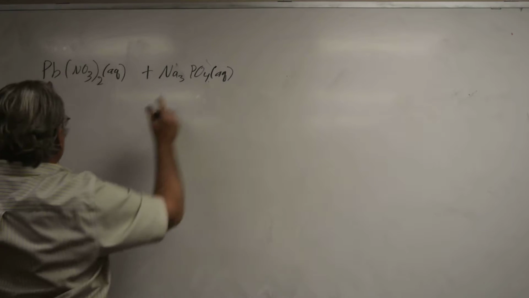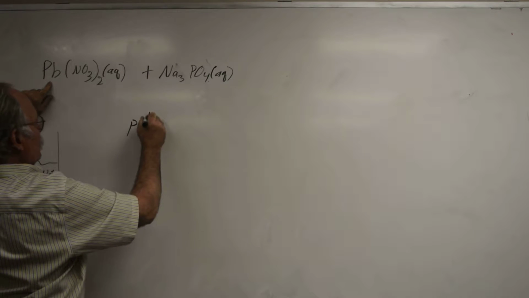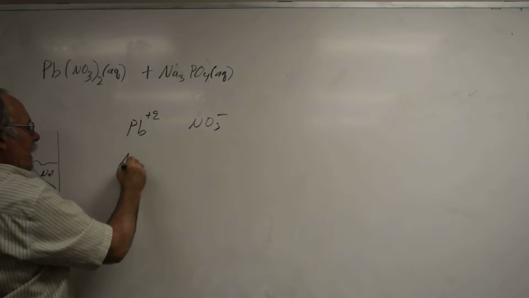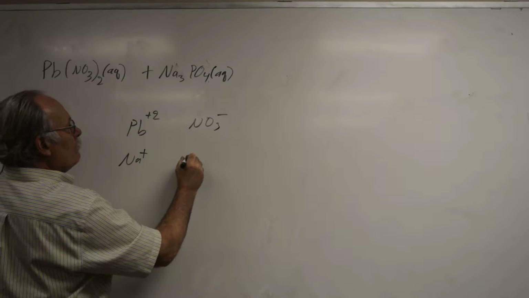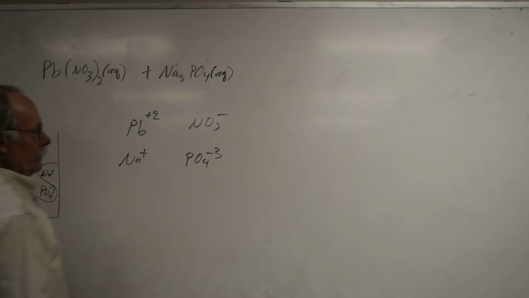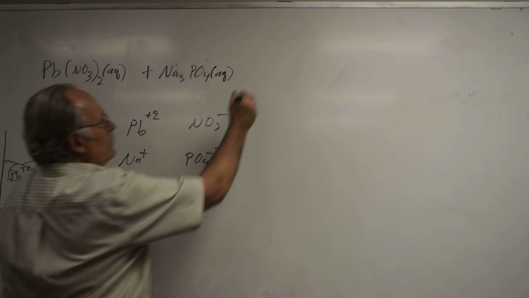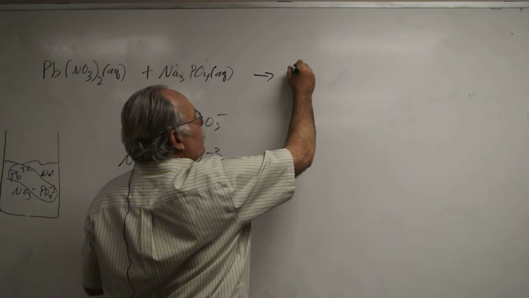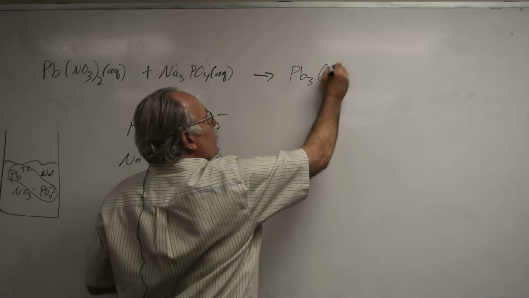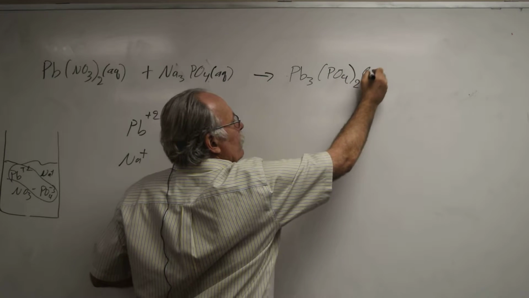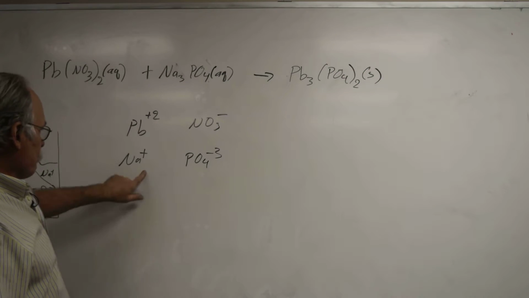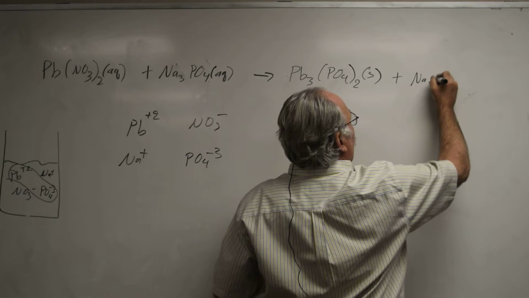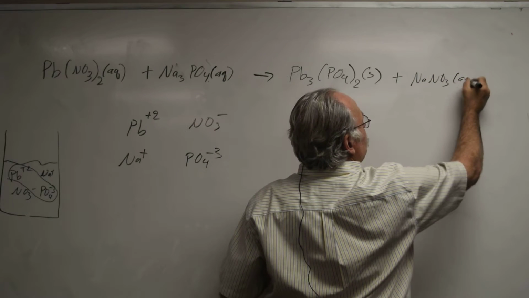This partner goes with this, so I have Pb 2+ NO3 -, I have Na+, and I have PO4 3-. So this forms a salt, which would be of the formula Pb3(PO4)2. And from our solubility rules, this is a solid. This also forms a salt, NaNO3, and this is aqueous.